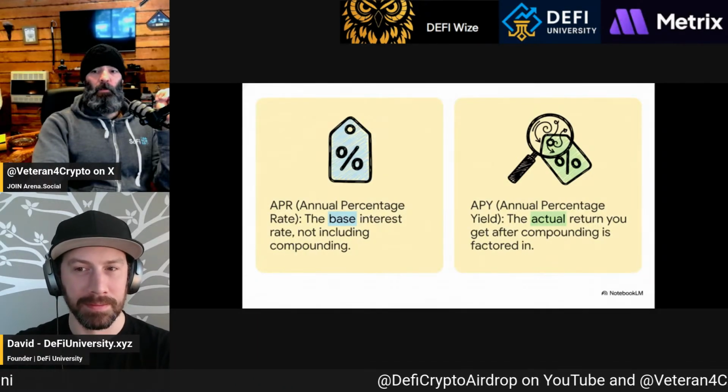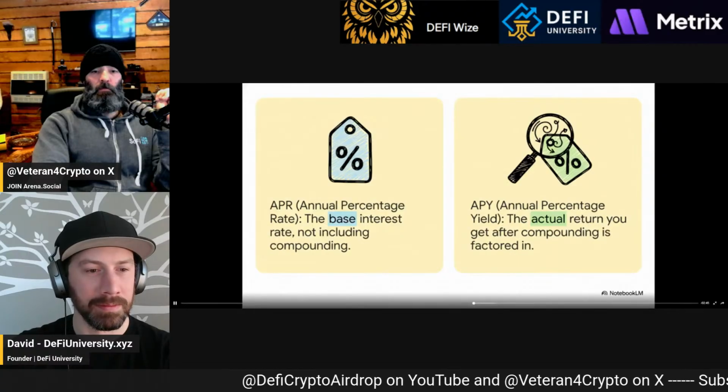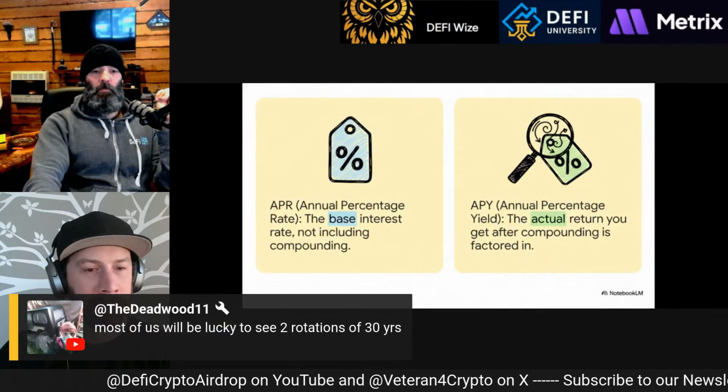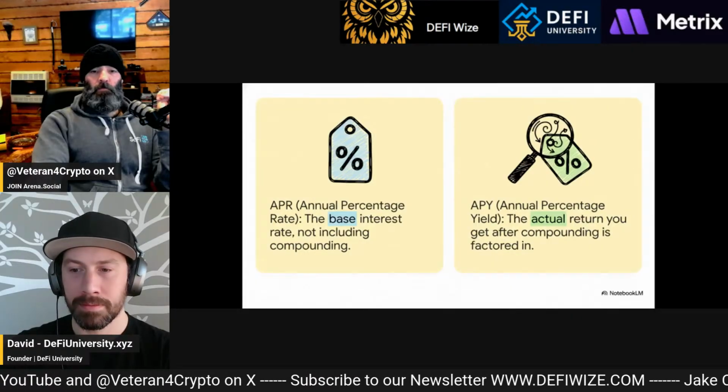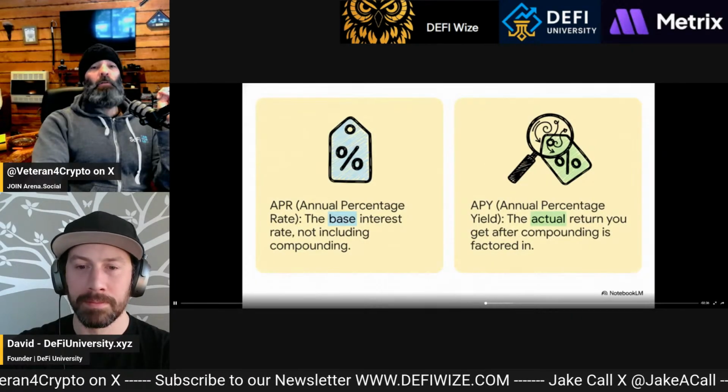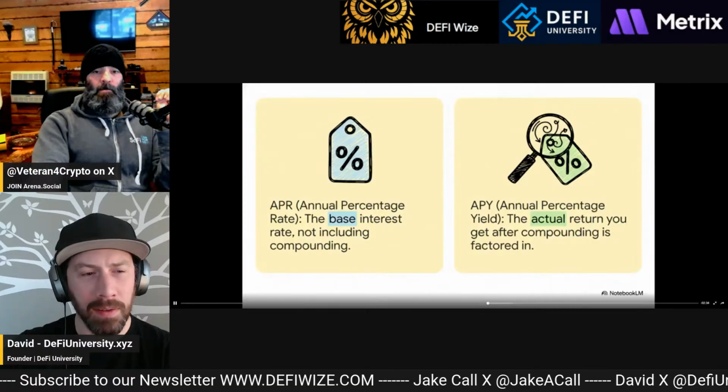You're going to see two acronyms, APR and APY. APR is just the basic interest rate without compounding. APY is what you actually get after compounding is factored in. So here's the pro tip. When you're saving, banks... I never knew that.